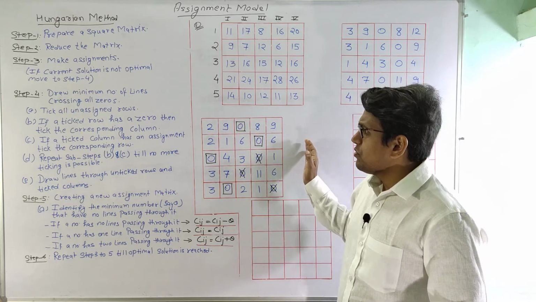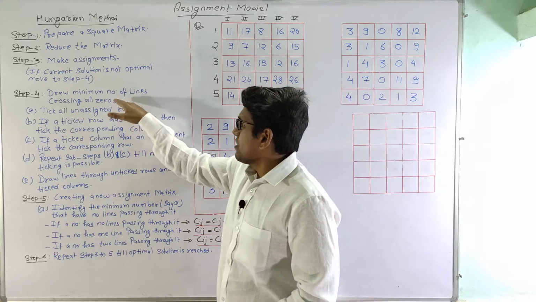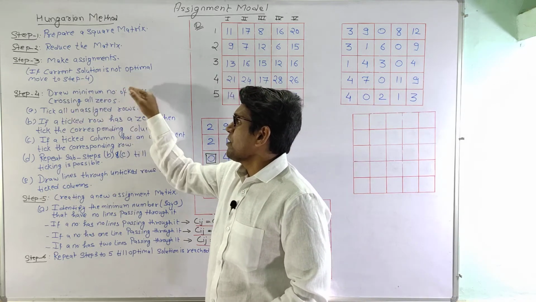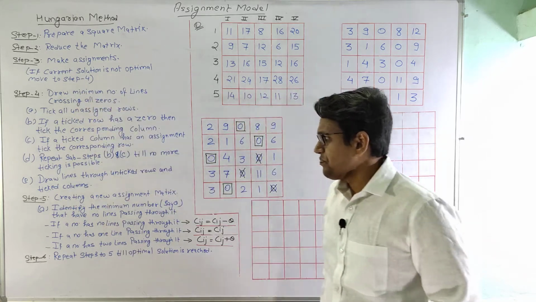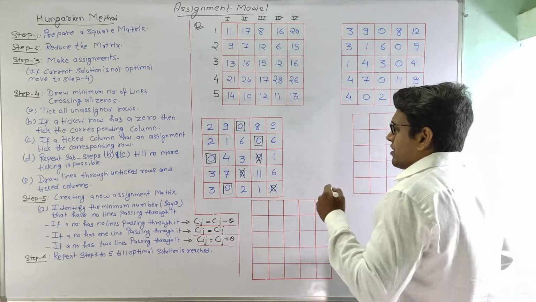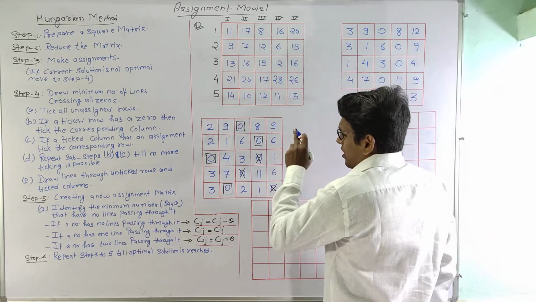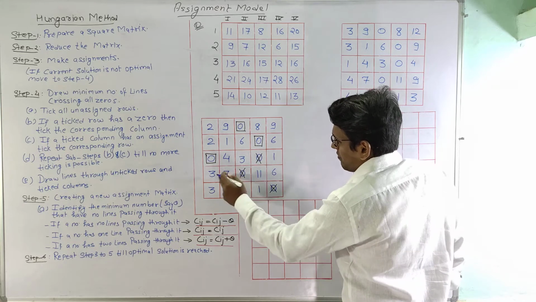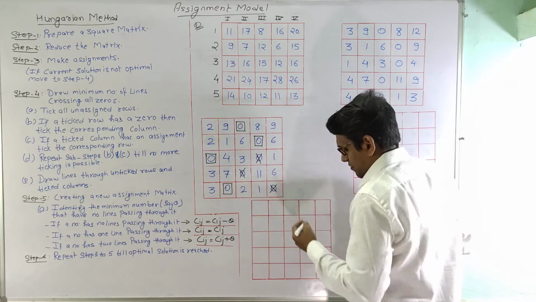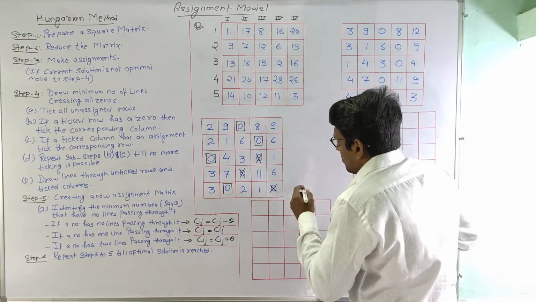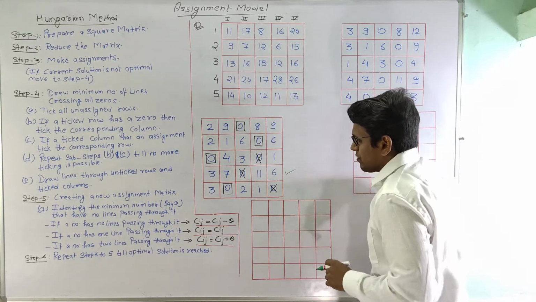So what we need to do here is follow step 4, that means draw the minimum number of lines crossing all 0. So let us see how we draw the minimum number of lines. First of all, take all the unassigned rows. In these rows only one row is unassigned, so take the unassigned row. So this is the unassigned row.